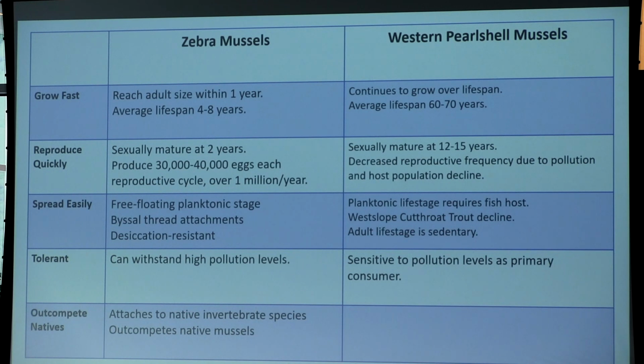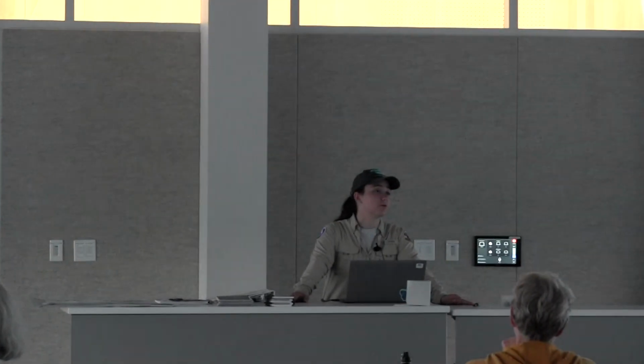So zebra mussels, as you can see, can reach adult size within a year, and they have a short lifespan. That compares to western pearl shells, who have quite a bit longer lifespan, 60 to 70 years, and with that, they also take a lot longer to become sexually mature. When you have species that take longer, that gives an invasive species a really good opportunity to sneak in there and reproduce really fast and a lot, such as the zebra mussel, which can produce about 1 million little larvae per year, which is a lot more than the pearl shell mussels, which might not even reproduce every year.